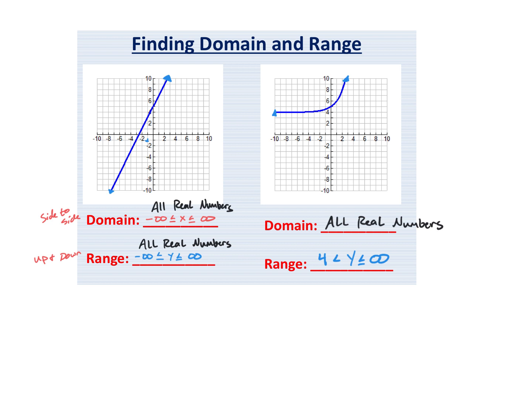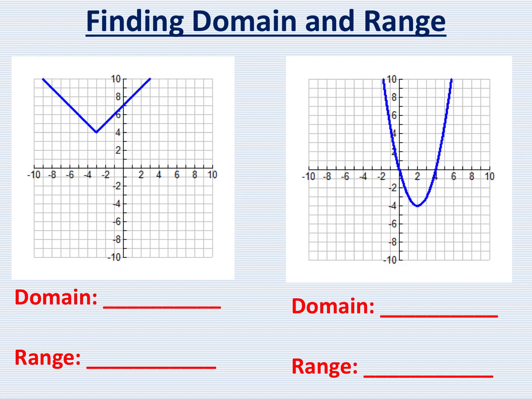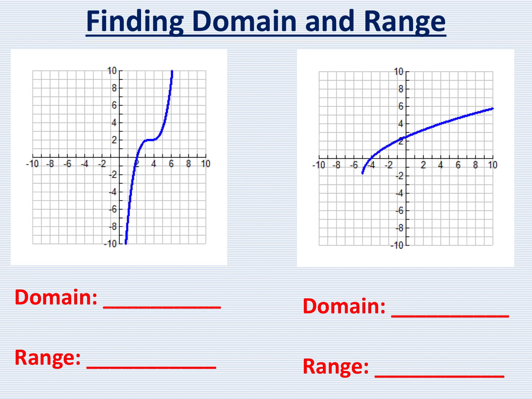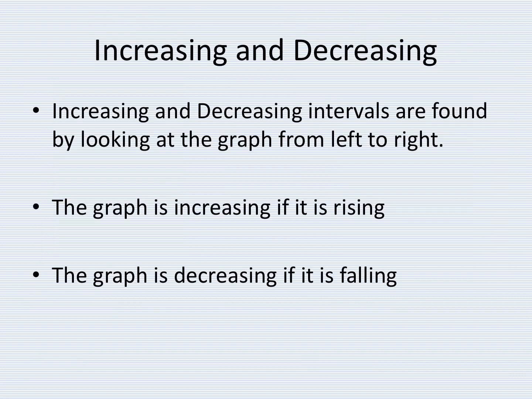All right, so there is that information in domain and range. So as you can see on this next slide, I'm going to leave these 2 examples for you to work. I'm going to let you work them. We'll go over them tomorrow. Same with these next 4 examples for you to work. So the next thing we're going to go to is how you decide about increasing and decreasing. Increasing and decreasing intervals are found by looking at the graph from left to right.